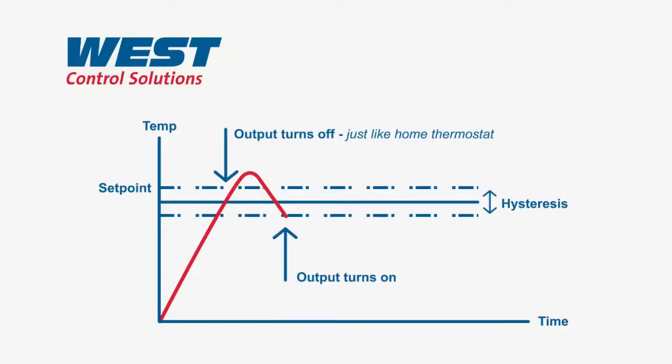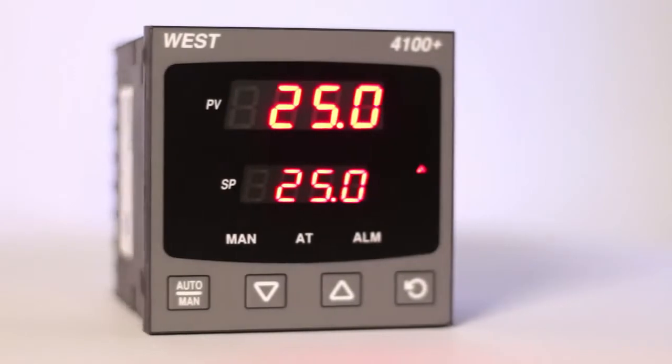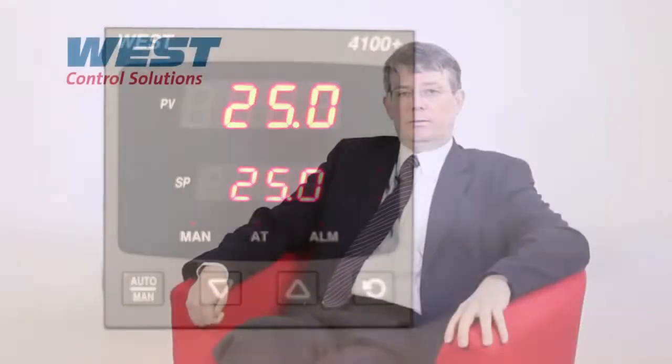The on-off switching differential is the distance between the on point and the off point as the process crosses the set point. It is at least one least significant digit wide, which is normally either 0.1 of a degree or 1 degree, but can be adjusted to a wider amount if appropriate.